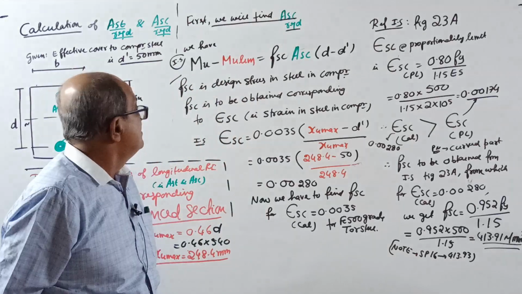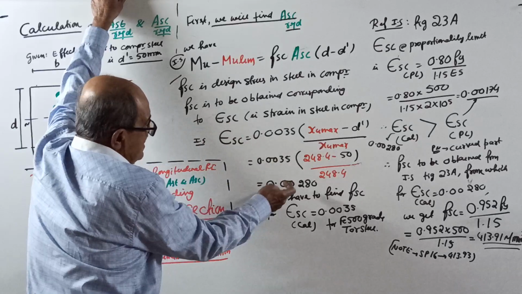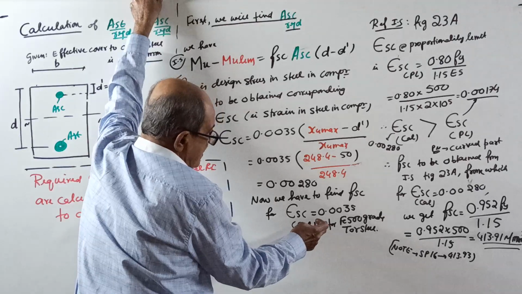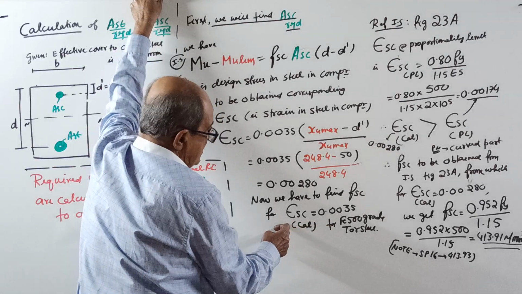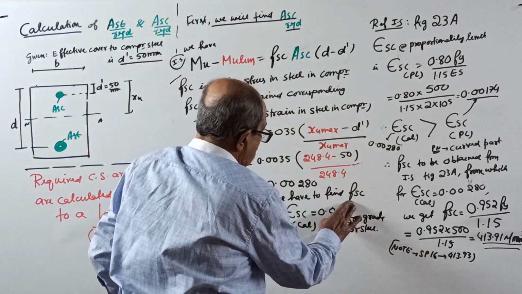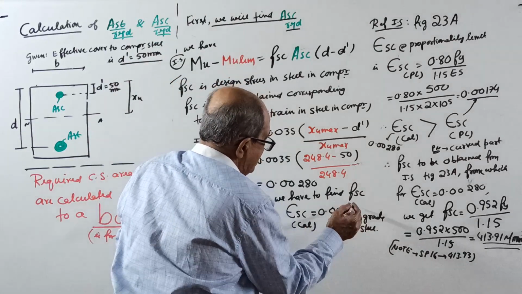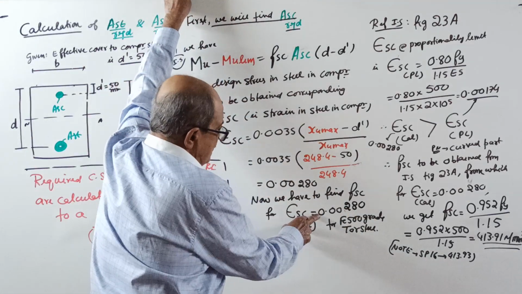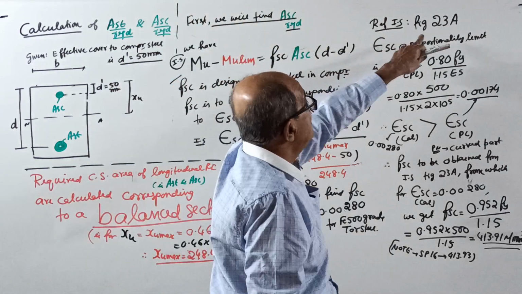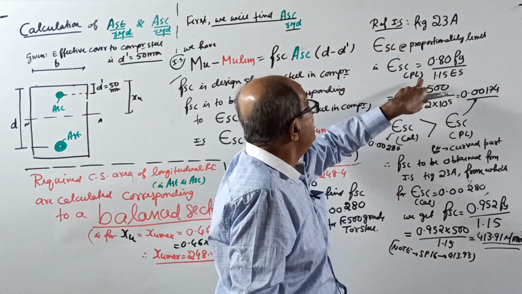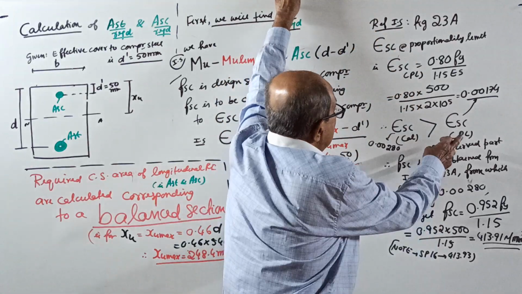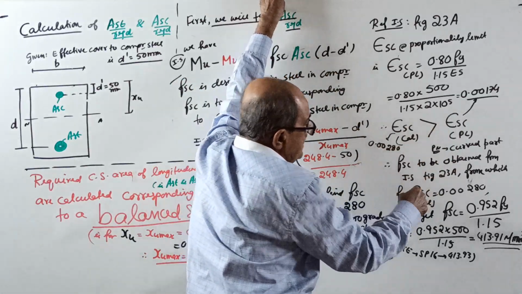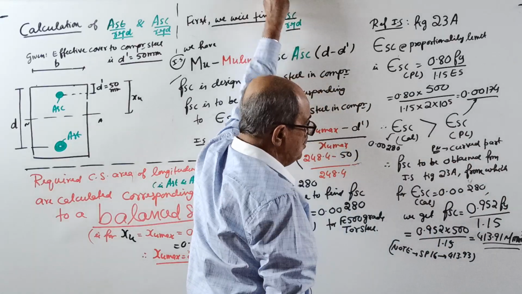First find epsilon SC, get the answer. Epsilon SC equals 0.0035 times... how much is it? 280, sorry, it was misprinted, 280. Okay. First you find epsilon SC, then for that epsilon SC you have to find FSC from the steel stress-strain figure, 23A. Compare with the proportionality limit; your calculated value is more, so it will come in the curved path. The value I obtained is 0.952 fy; substituting, 413.91.